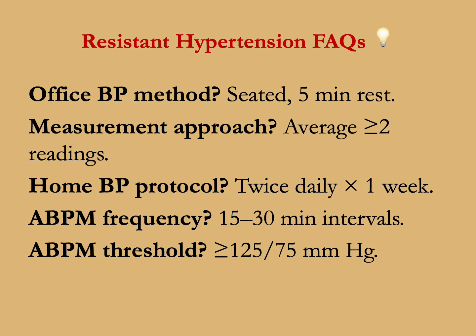How do you measure blood pressure in the office? The patient should be seated for at least 5 minutes at rest. Measurement approach, 2 or more readings on an average. Home blood pressure protocol, twice daily for about a week. Ambulatory blood pressure monitoring frequency, every 15 to 30-minute intervals. The threshold is equal to or greater than 125/75 millimeters of mercury.